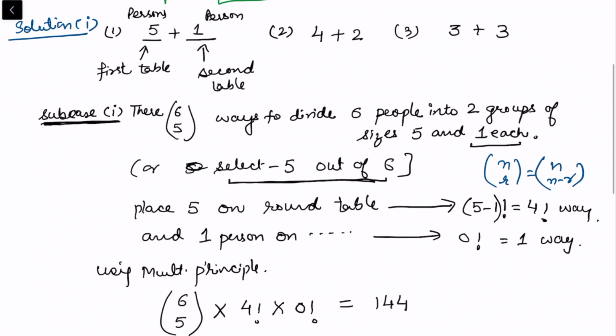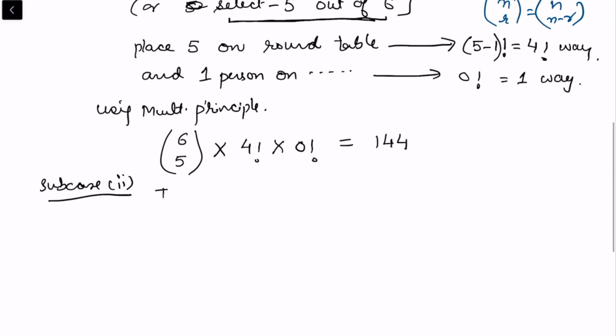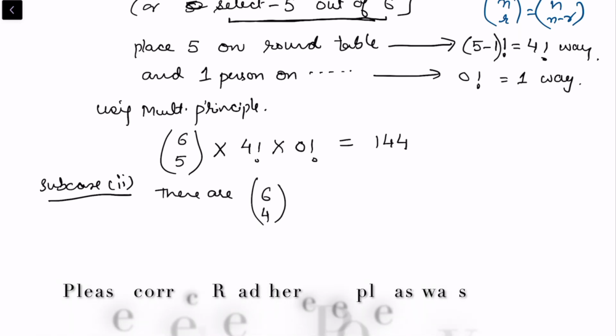Now we will take the second sub case, in which 4 people are sitting on the first table and 2 people are sitting on the second table. In sub case 2, a similar structure will follow. In sub case 2, we first select 6C4 people.